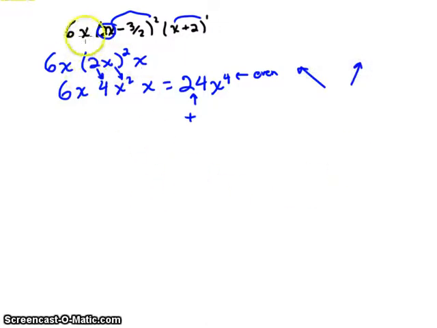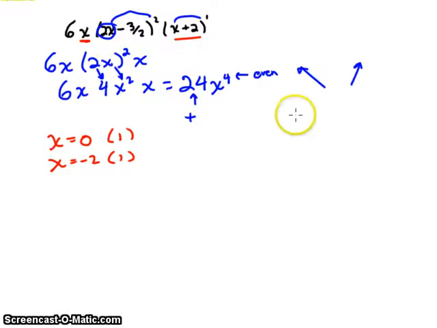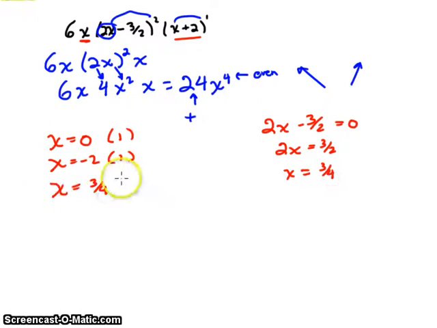Let's get the zeros. The first 0 here is going to be x equals 0 because x is by itself. I'm going to skip this one for a second. We'll go on to this one. This should give me x equals negative 2. Okay, both of these are multiplicity of 1, so I'll make a little note of that like this. And now let's take a look at this one here. 2x minus 3 halves equals 0. Because of the presence of this 2 in front of the x, I have to take the long way here. 2x equals 3 halves. I'm going to divide both sides by 2. And I get x equals 3/4. This has a multiplicity of 2.